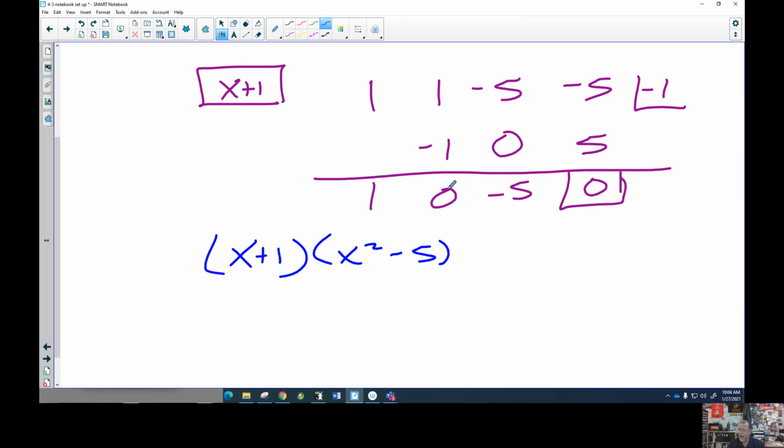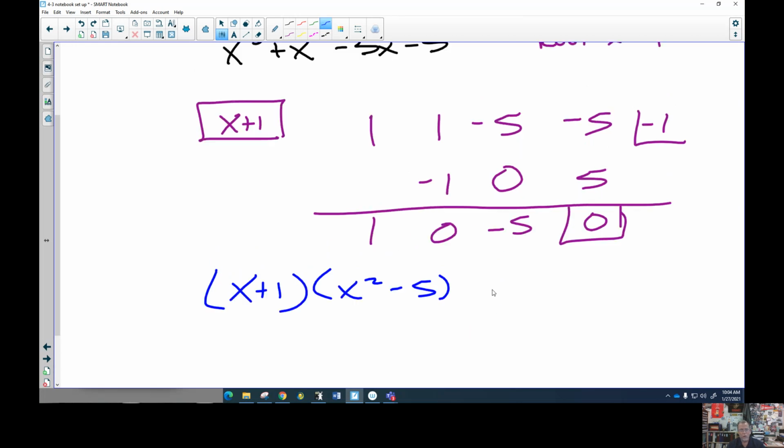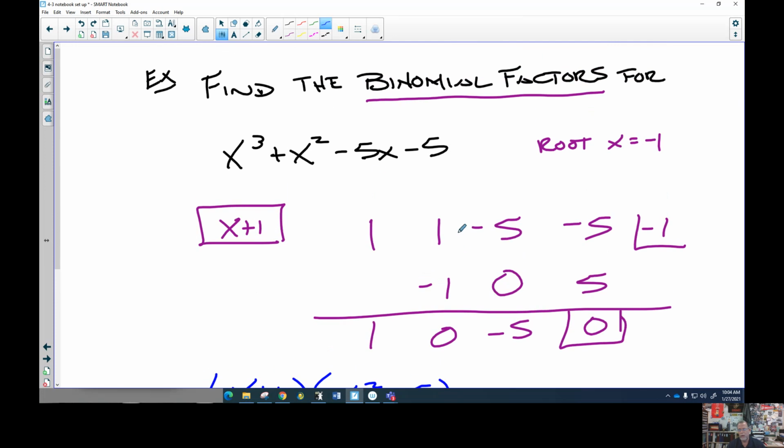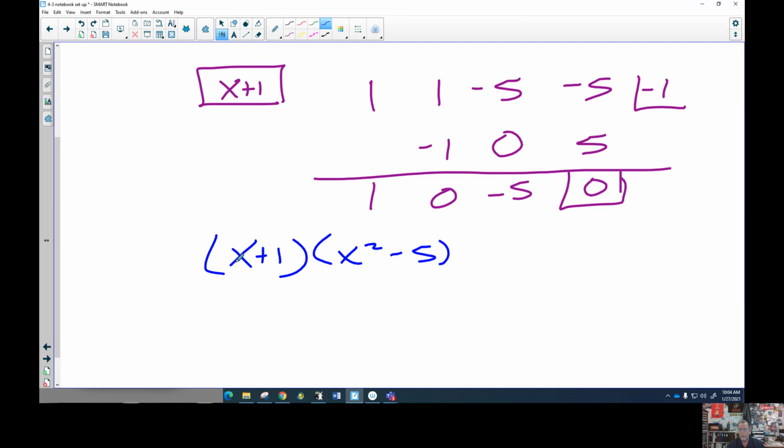We could solve for it, but it didn't ask us that. Again, this is going to be very important. You read the question in this chapter more than ever. It says find the binomial factors. Binomial factors look like this, right? Binomial means two-term polynomials. These are two-term polynomials.